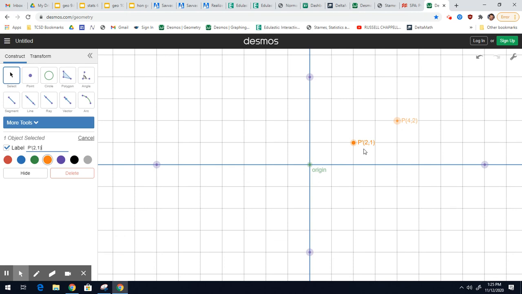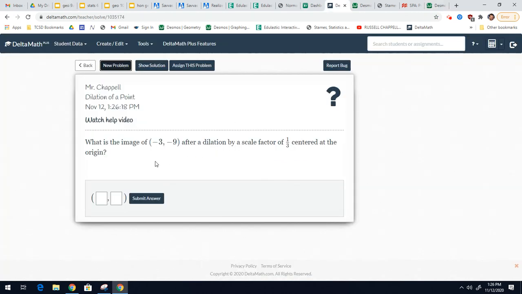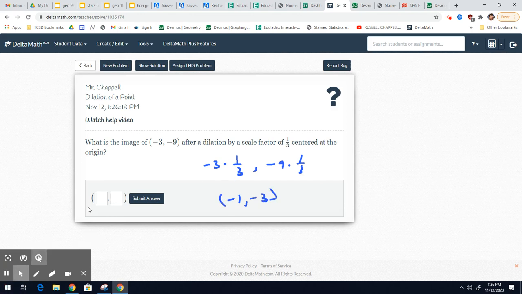All right, let's take a look at an example or two through Delta Math. Okay, let's look here. So it says, what is the image of (-3, -9) after a dilation by a scale factor of 1/3 centered at the origin? So simply what you're going to do is you're going to take each of your coordinates and multiply by the scale factor. -3 times 1/3, -9 times 1/3. And that's going to be -1 and -3. And that's it. Very simple with dilations.